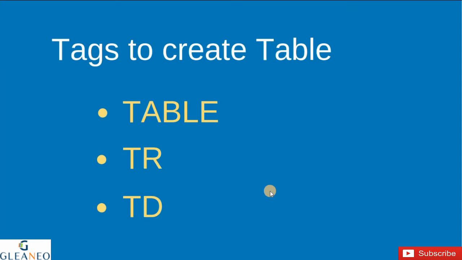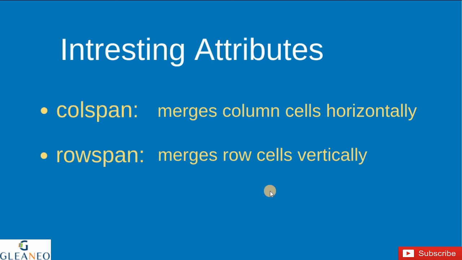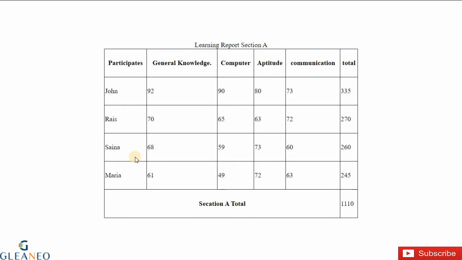So moving forward, we have another interesting attribute, colspan attribute and rowspan attribute. Colspan attribute merges column cells horizontally and rowspan attribute merges row cells vertically. What does this mean? Let's say you need the table something like this. This table has 6 columns, column 1, column 2, column 3, column 4, column 5 and column 6. As you can see here, the column cells are merging horizontally here. For this we use the colspan attribute. Let's see in practical way here.